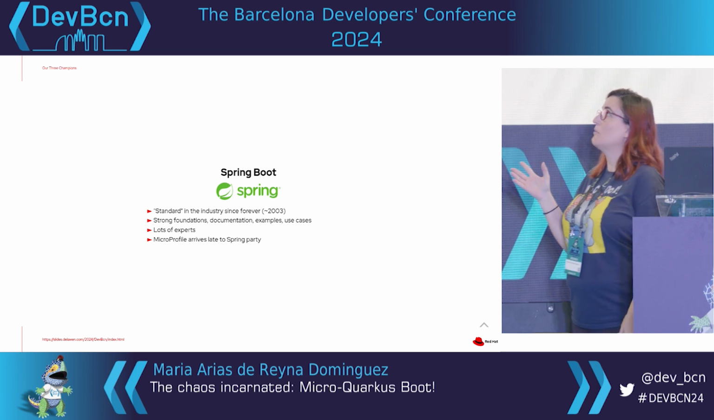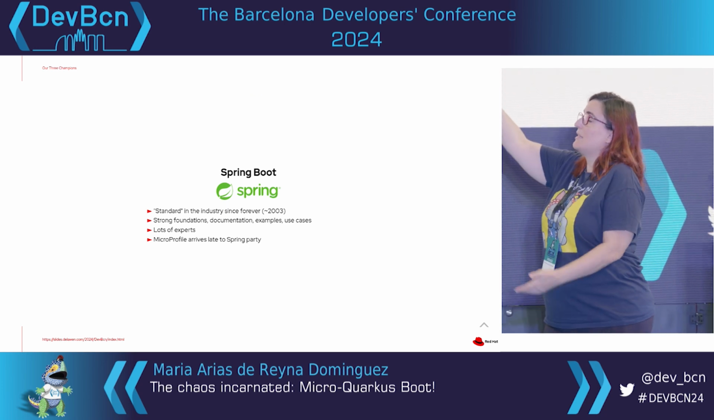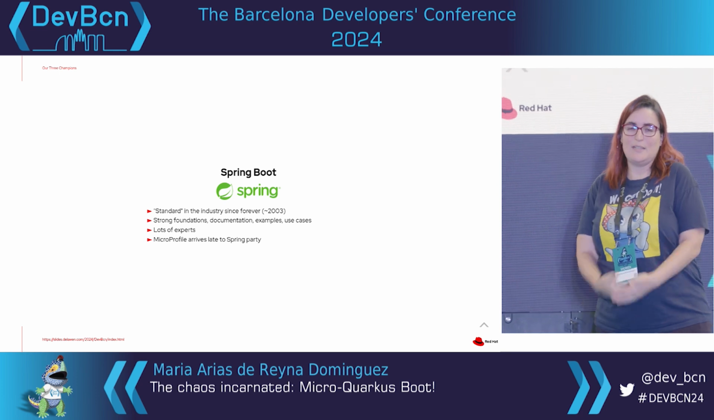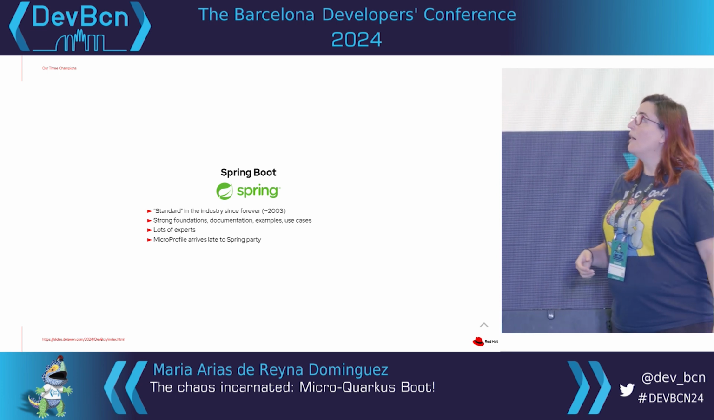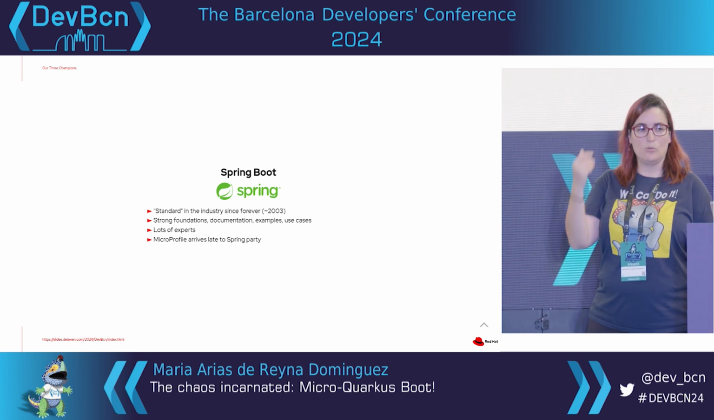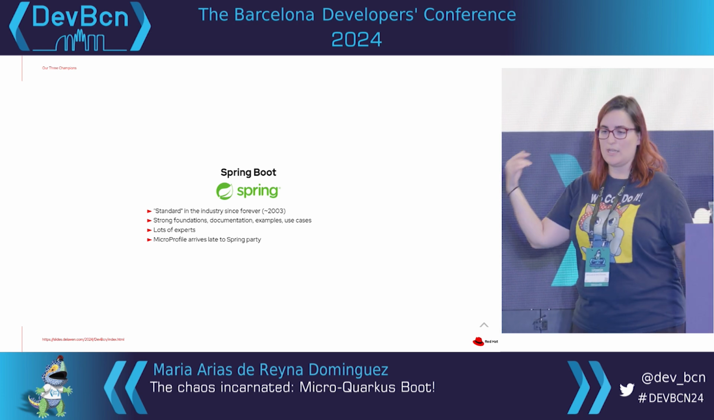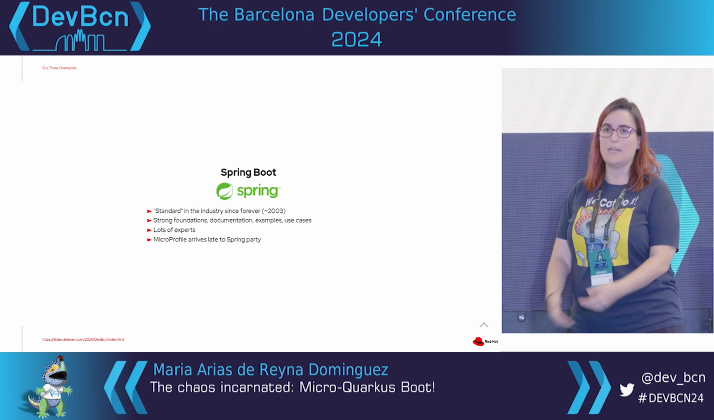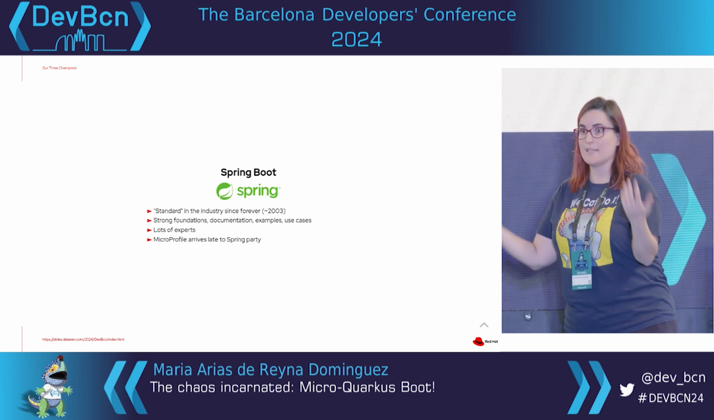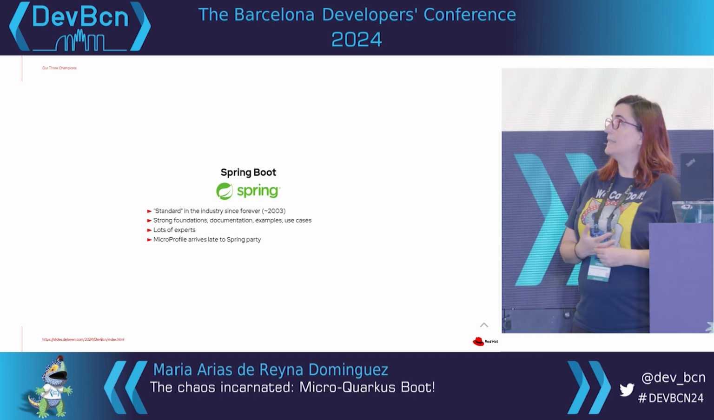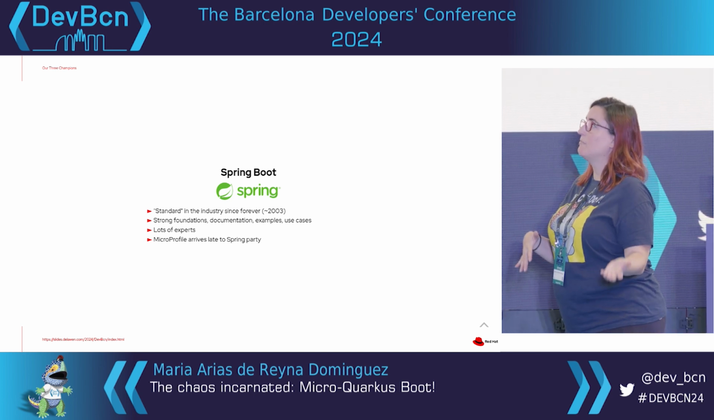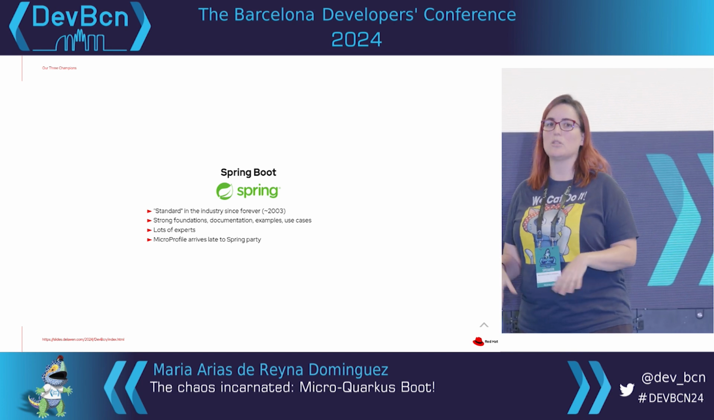Why did I choose Spring Boot? Well, because it is the standard in the industry. It has been the standard for years. Everybody knows what Spring is. It has very good documentation, a lot of examples, use cases. Stack Overflow is full of Spring. There are a lot of experts. I can ask people around when I don't know how to do things. And the downside of this is that MicroProfile arrived late to the Spring party.